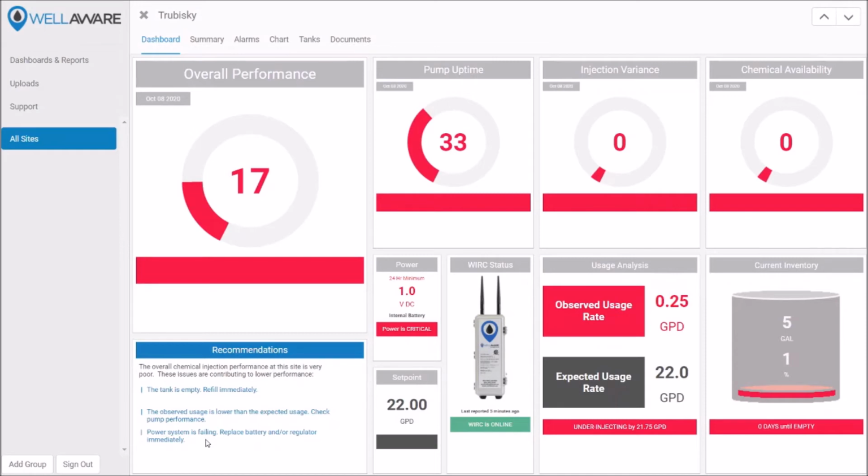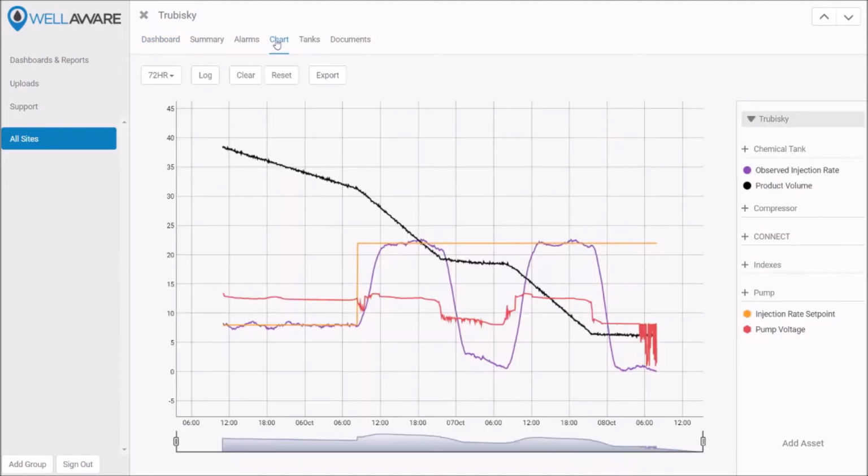The only thing that is doing well is the WellAware device being online and reporting, which is great because it means that we're getting the data that we need to drive these performance indexes. The reason that happens is that every WellAware device is equipped with an onboard battery backup to make sure that even when we do have catastrophic power failure, we still get the data we need. If we jump into the chart view for this site, we can get a little more context on where this data comes from.